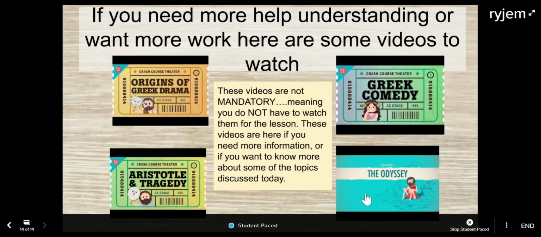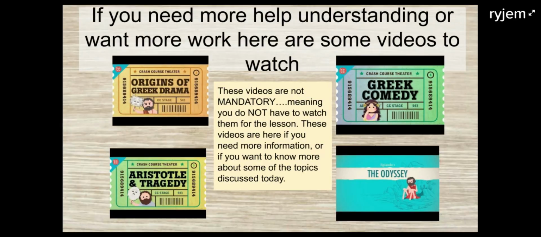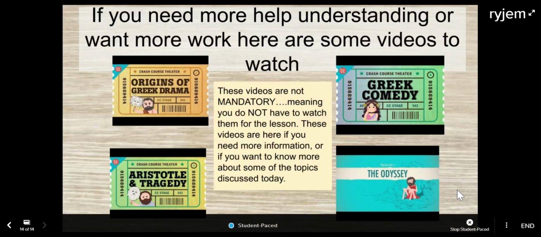If you want to know more about the Odyssey, this is a little breakdown of the Odyssey, that book by Homer, Poets. But you do not have to watch these for today. They are not mandatory. They're not part of the lesson, but they are here for you if you want to know more information, or maybe you need some help thinking of some modern day examples to answer for your Pear Deck.